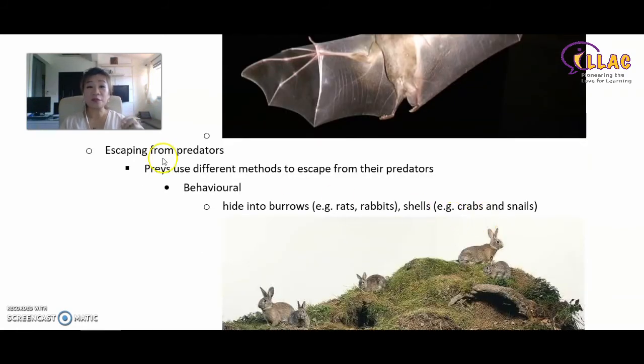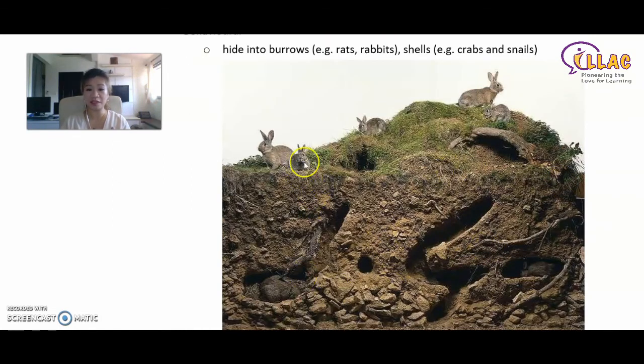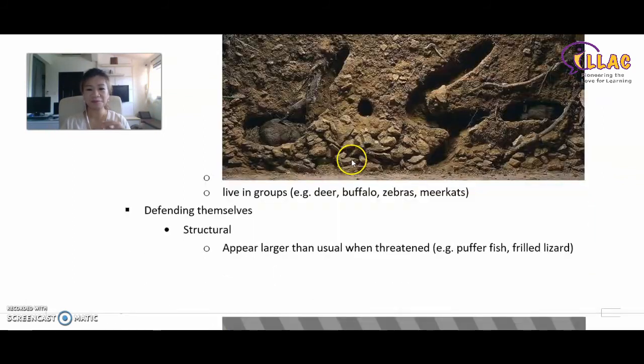In order to escape from predators, to ensure survival, prey use different methods to escape from their predators. Behavioral adaptation is to hide in burrows, like rats and rabbits, or even shells like crabs and snails. So this is a type of burrow. You can see they can enter here and then hide deep inside here. Their predators are too big and can't enter.